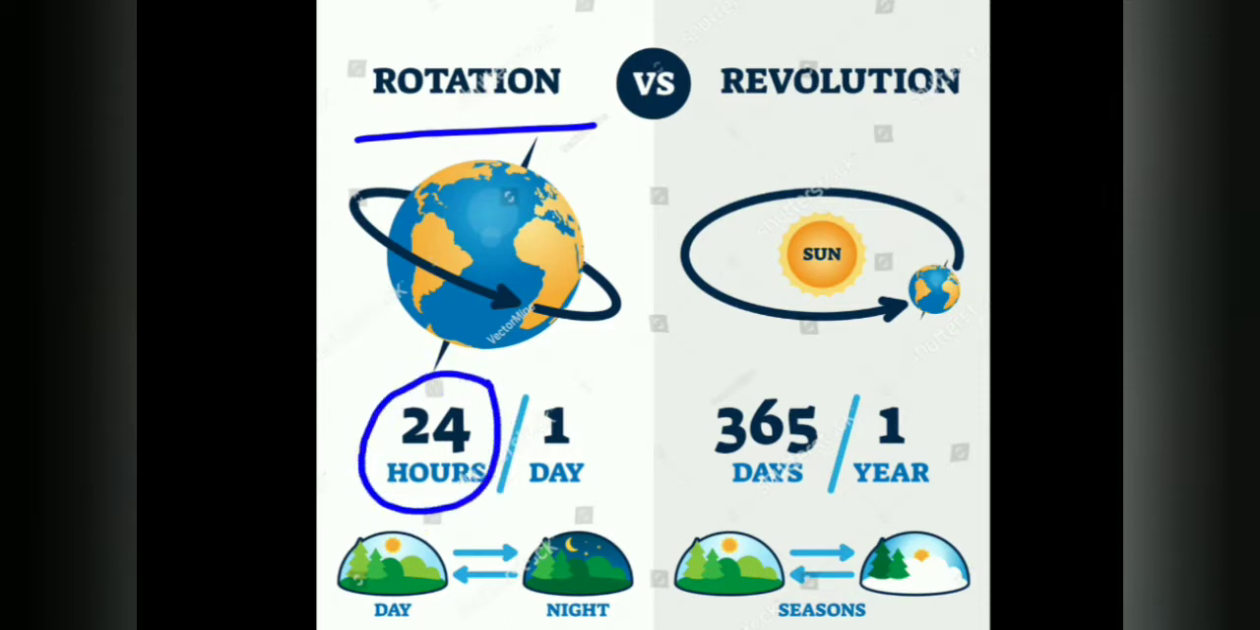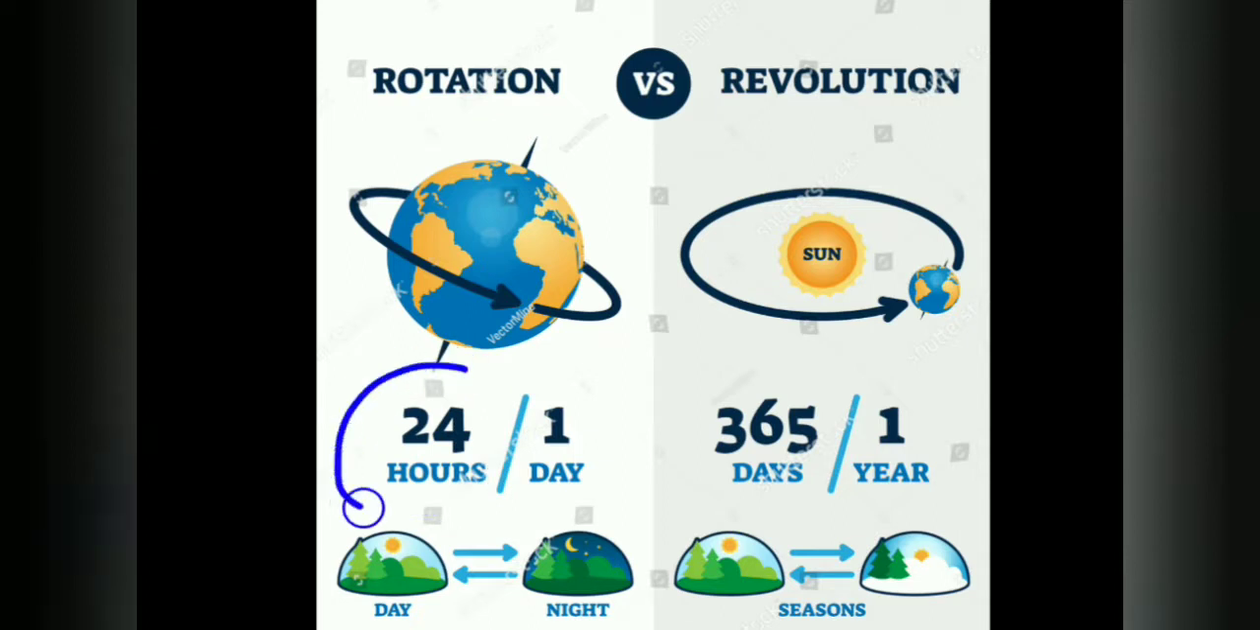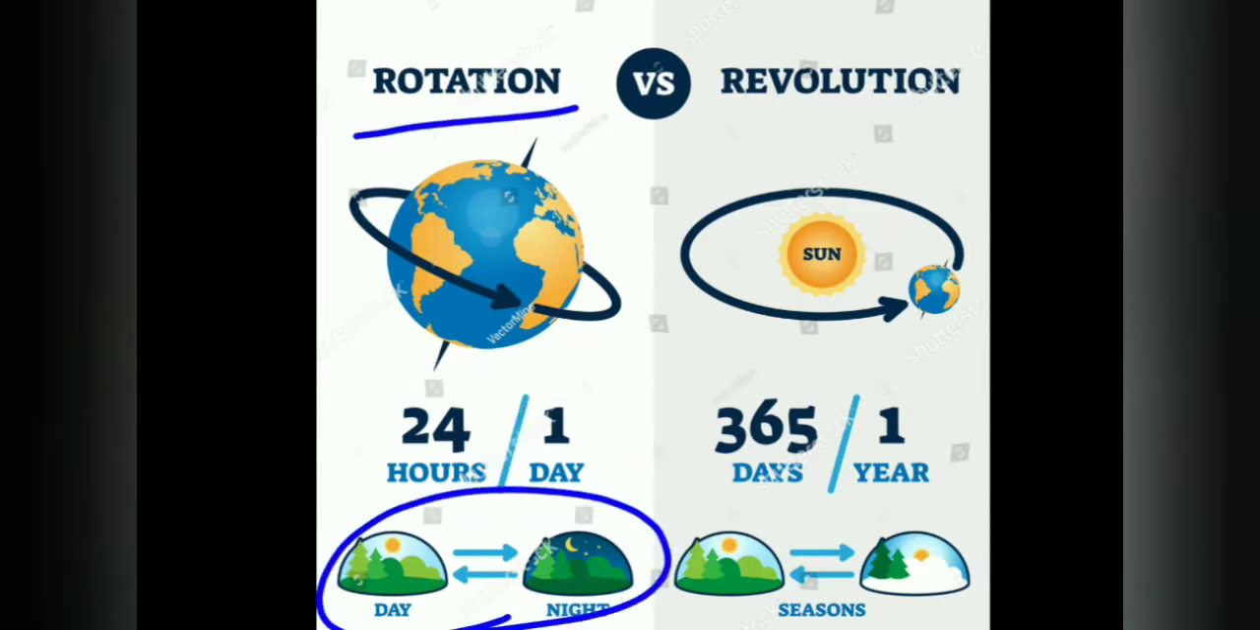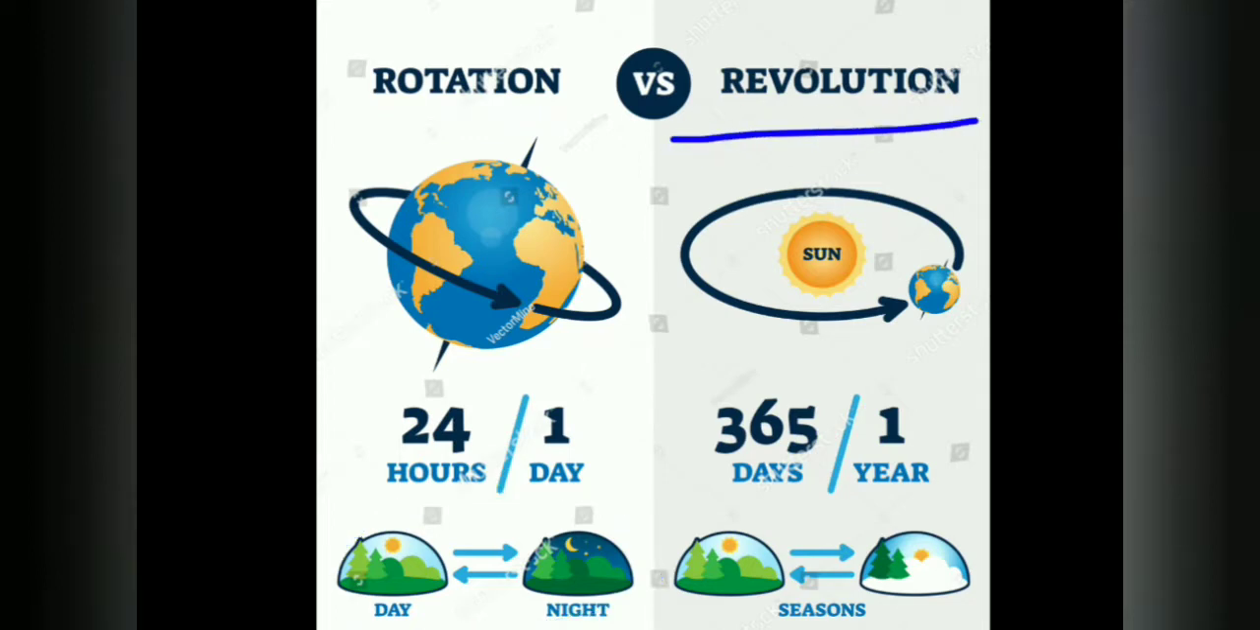You can see written here 24 hours, and this period of rotation is called a solar day. Alright, and the rotation of the Earth causes day and night. So bachcho, these 24 hours make 1 day, and rotation causes the day and night of the Earth. Is that clear? Now let's talk about the revolution.